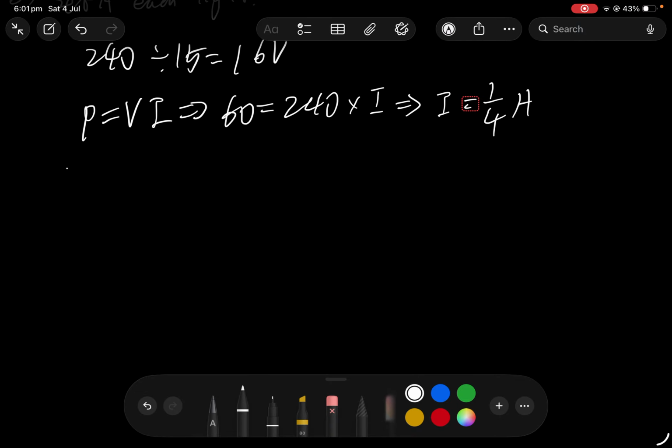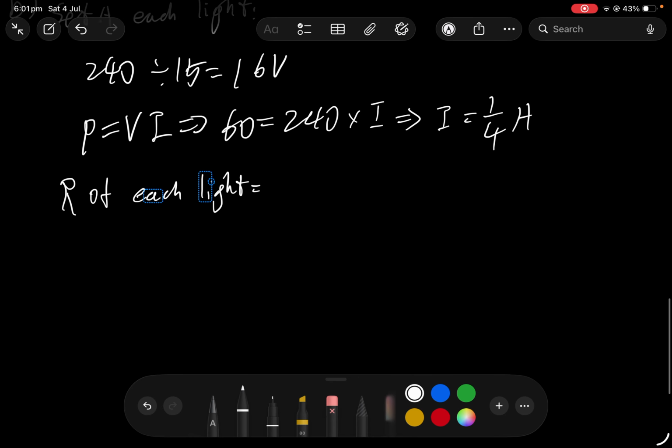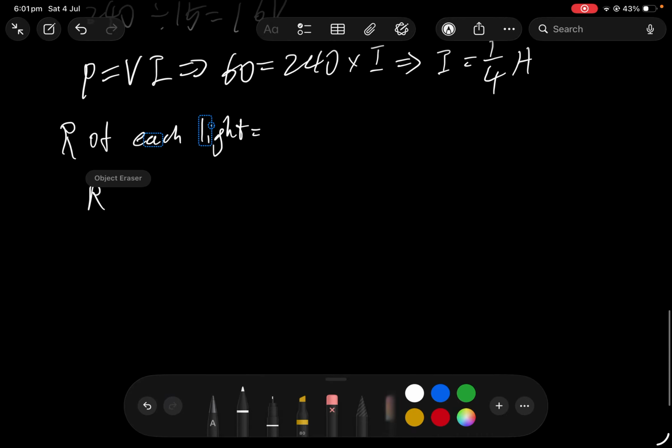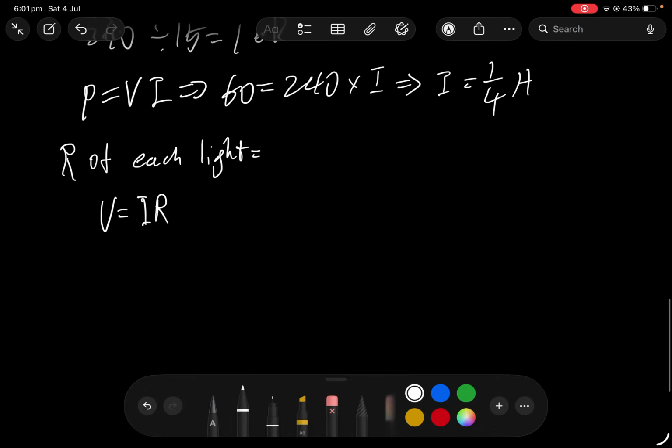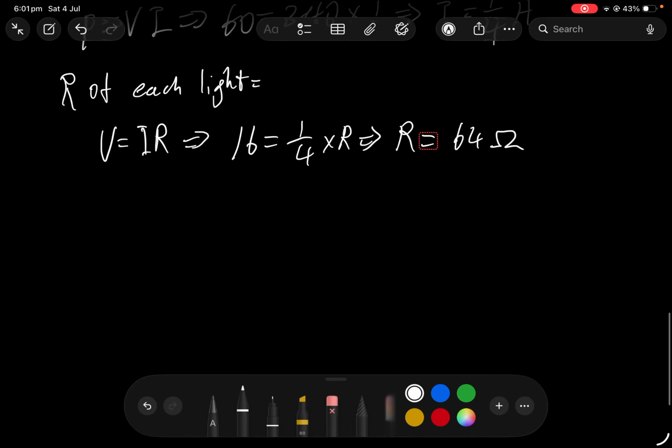So that means the resistance R of each light will then equal, because V equals IR, 16 equals 1/4 times R, which means the resistance equals 64 ohms.